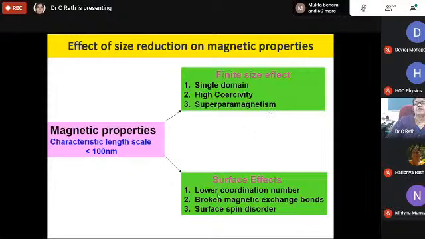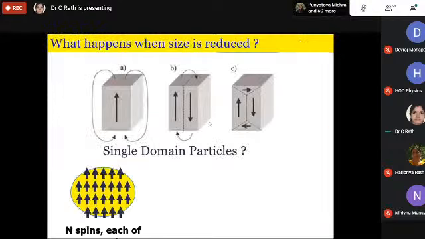And the surface effects, in fact, lower coordination number, broken magnetic exchange bonds, surface strain and disorder, these almost affect the magnetization or saturation magnetization. However, this also affects your coercivity. So if you have a bulk material and you reduce the size, then you have two domains, and finally you have a single domain.